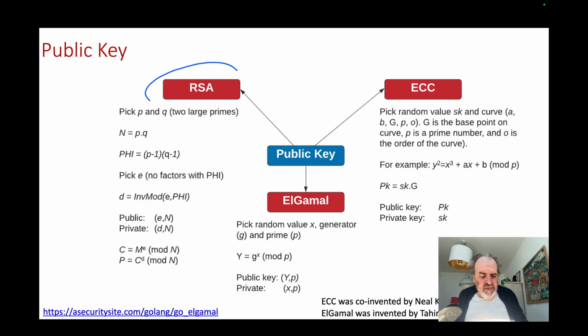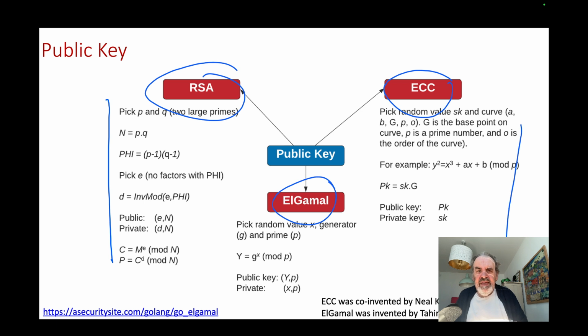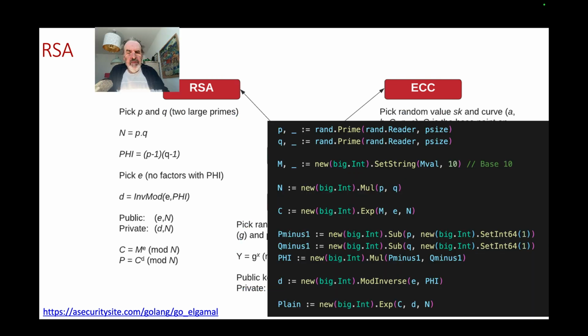So along with RSA, we also have elliptic curve cryptography and ElGamal methods. So the two main methods that we'll outline here are the two most popular methods, RSA and elliptic curve, and we won't really cover ElGamal here. Okay, so let's look at RSA.